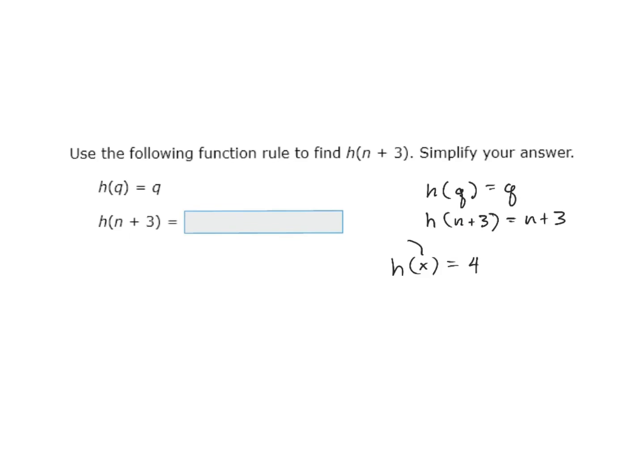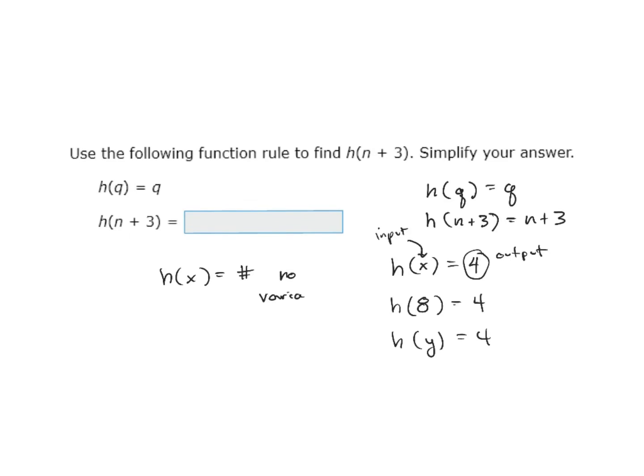So whatever I put in, my output is always going to be a 4. So if I put in an 8, guess what? The answer is still 4. If I put in a y, the answer is still 4. Because it's basically saying no matter what my input is, my output is always going to be 4. So if there isn't any variable, just a number, then we're really not plugging in. It's just whatever that result is, the one we're using.